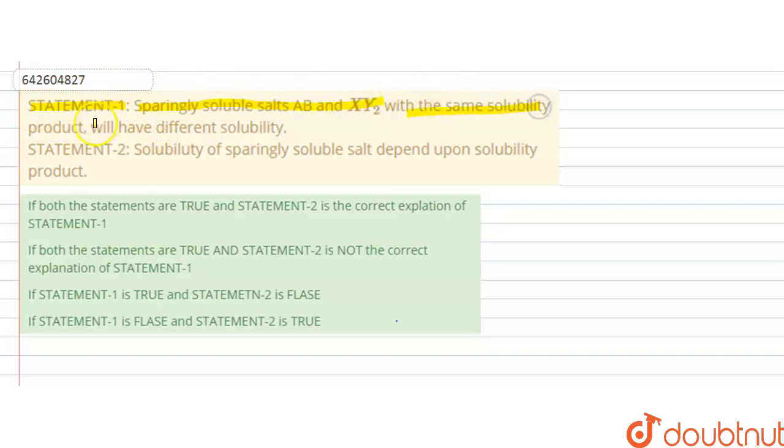Hello students, the question is: Statement 1, sparingly soluble salts AB and XY2 with the same solubility product will have different solubility. Statement 2, solubility of the sparingly soluble salt depends upon the solubility product. So in this question we are given two statements.